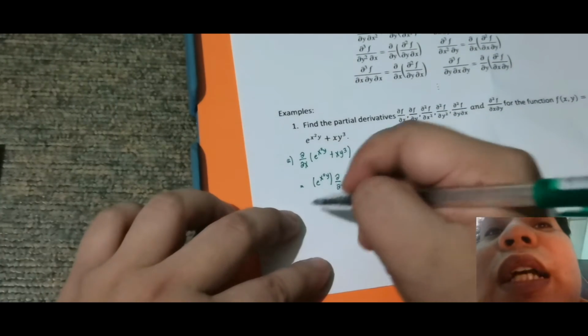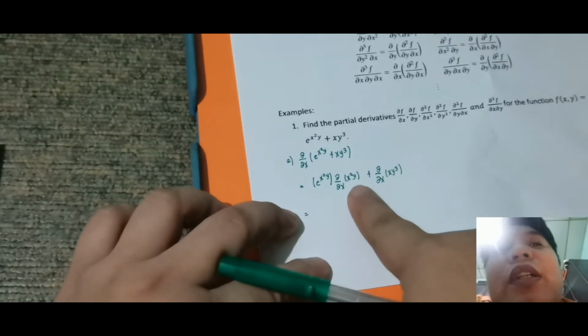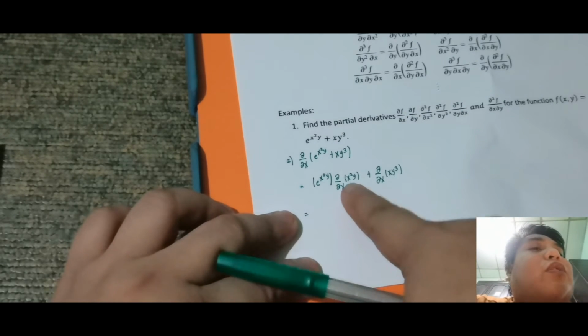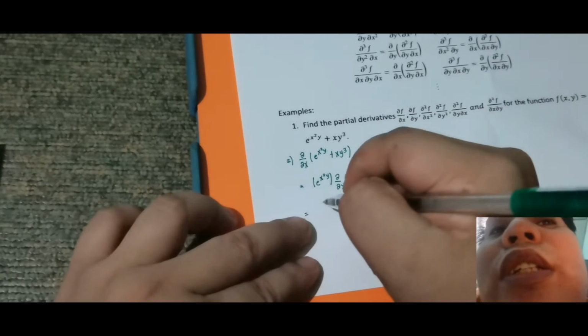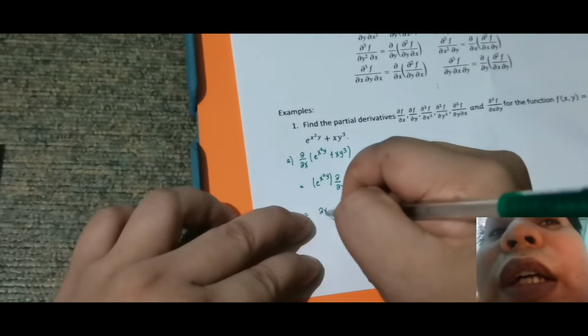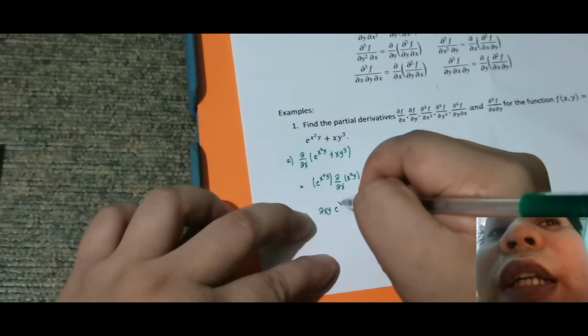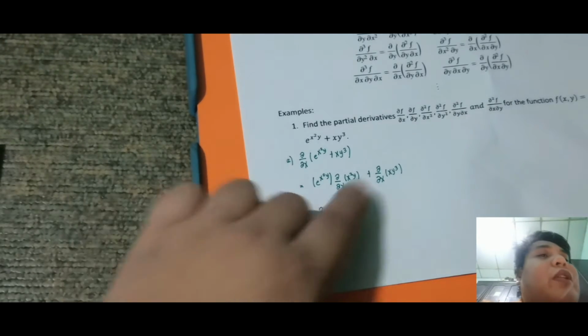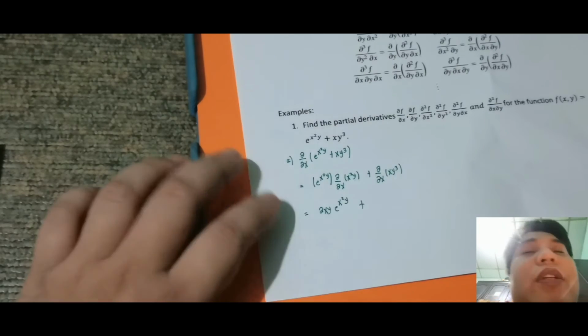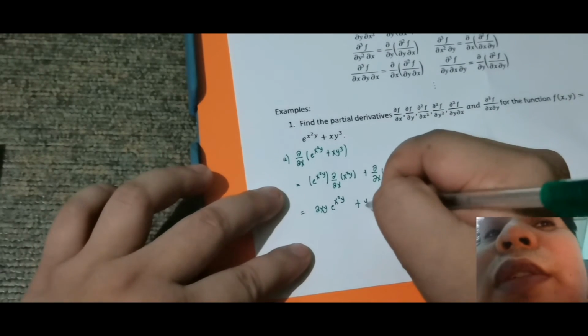So, again, next time tatanggalin ko na yan. So, this is just, the partial derivative na to with respect sa x is just 2xy. Kasi yung x squared lang yung magpa-partial differentiate. So, this is just 2xy. So, lagay ko na dito yung 2xy. Then, e raised sa x squared y. Then, plus, partial derivative na to with respect sa x is just, cancel yung 1, yung x mawawala. So, this is just y cube.